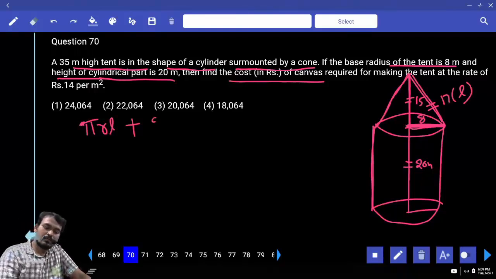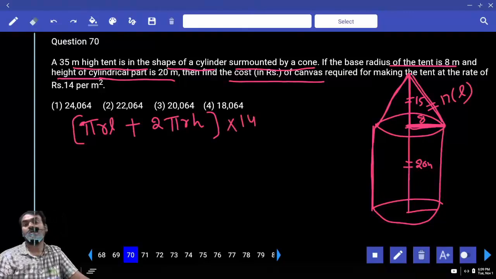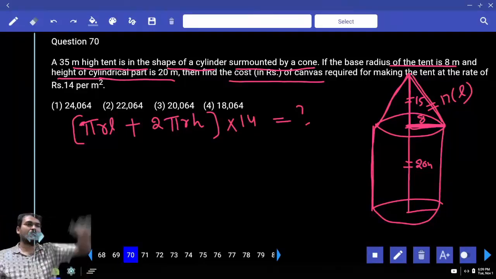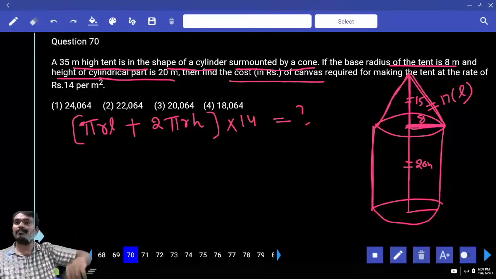What is the curved surface area of a cylinder? 2 pi r h. Pi r l is the curved surface area of the cone, and 2 pi r h is the curved surface area of the cylinder. Both added, we get the total canvas area. It is multiplied by 14, and we get the total cost.